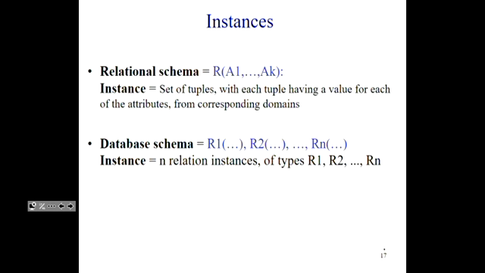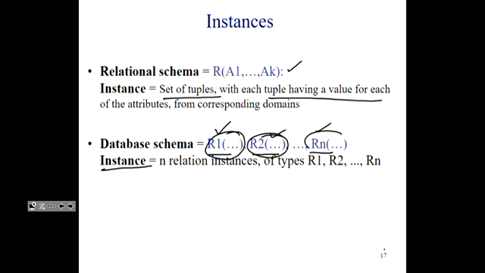So to go back to the relational schema versus the database schema concept, a relational schema is basically a relation name and a set of attributes, and the instance of a relation schema is a set of tuples, with each tuple having a value for each of the attributes. A database schema is a set of relation schemas, and the database instance is a set of relation instances, for each of the tables, for each of the relations, right? So your database schema has declared that, hey, there are n relations that exist in the database. Your database instance would be an instantiation of this, an instantiation of this, all the way up until an instantiation of this. Okay, so it's n relation instances of type R1, R2, all the way up until Rn. Any questions about this?